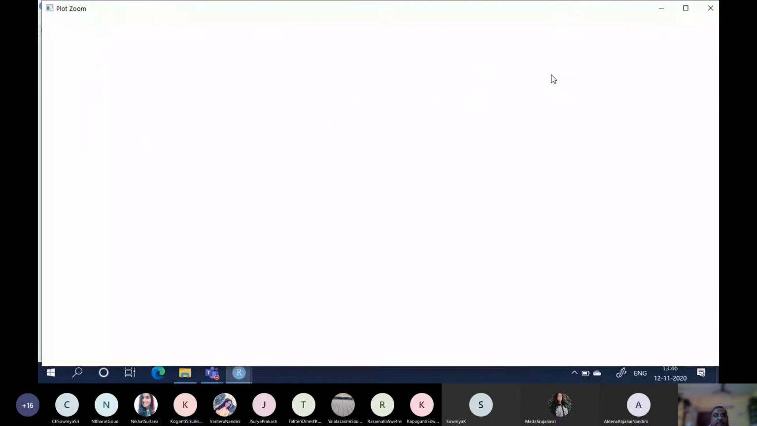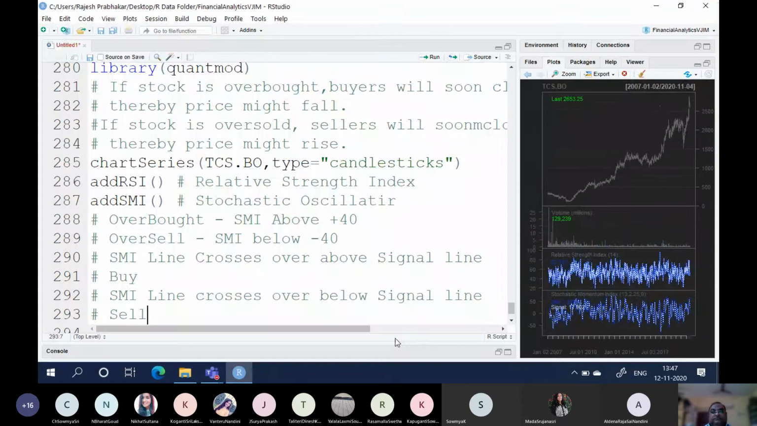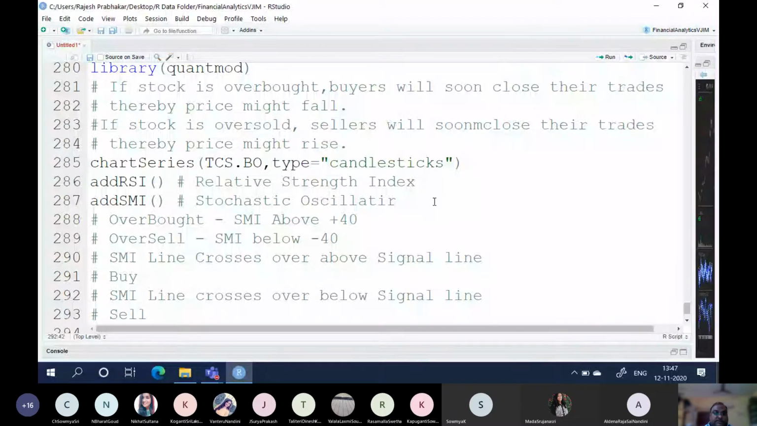So if you look at this right now, they are very close, but the signal line is above the SMI line. The dotted white line is the signal line, SMI is the dark blue line. Now it is a buy indicator. Stochastic oscillator.